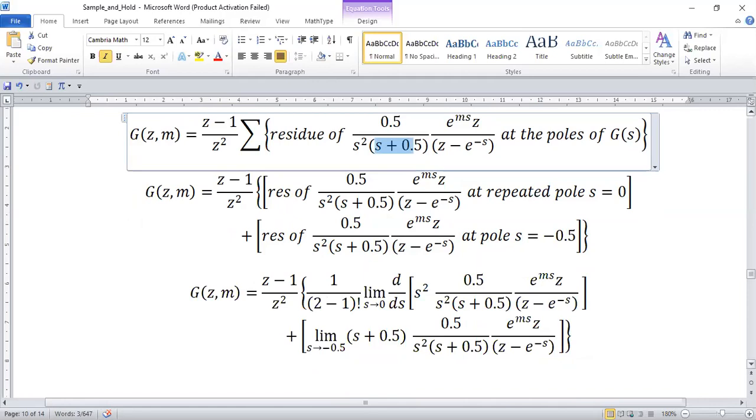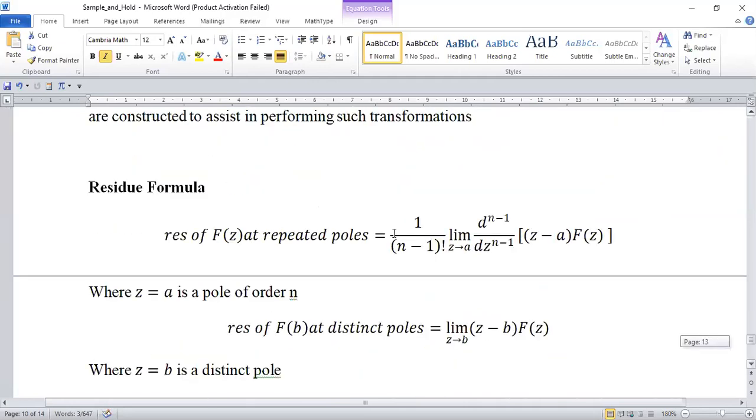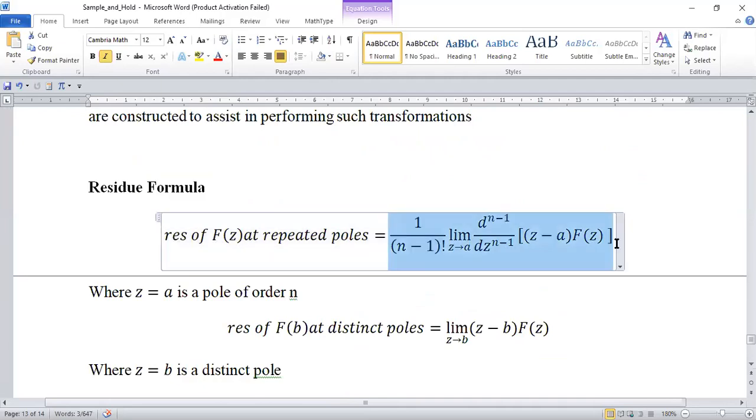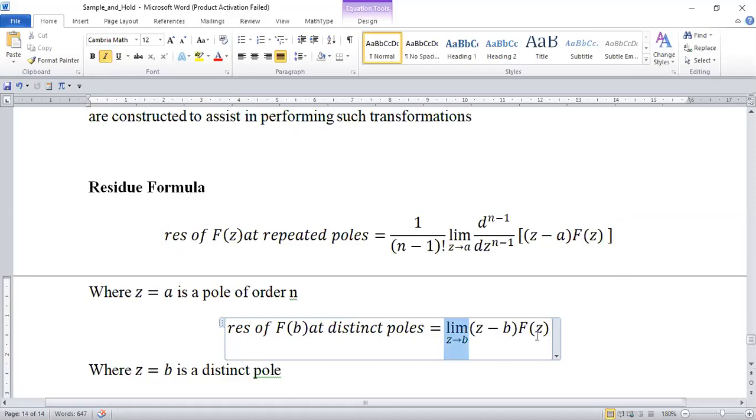Then the formula, when you have a repeated pole, let me just go to the last page. I put the formula there. So when you have the repeated pole, this is the method you use to get the residue. So the limit as z tends to a, which is at that repeated pole, where n is the order of the pole. In that question, n was 2 because we have 2 repeated poles. So this is going to be replaced with 2, and this is going to be replaced with 2. Then if you have distinct poles, the poles are not repeated, you will use the normal method that I used to illustrate in the last example. So we simply use that method.